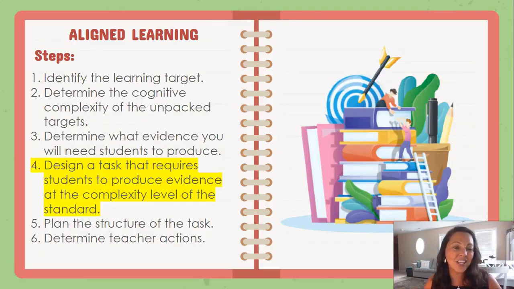Great, now let's look at number 4. And number 4 says design a task that requires students to produce evidence at the complexity level of the standard. What do we mean by that? That is looking at those research-based strategies again, identifying a strategy that will get kids thinking and producing at the target level that you have set for them.